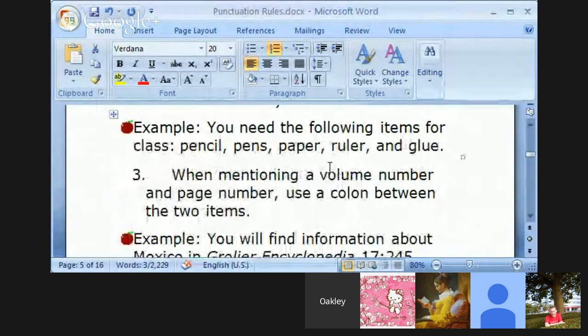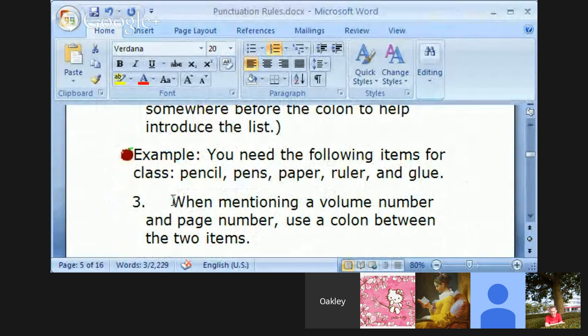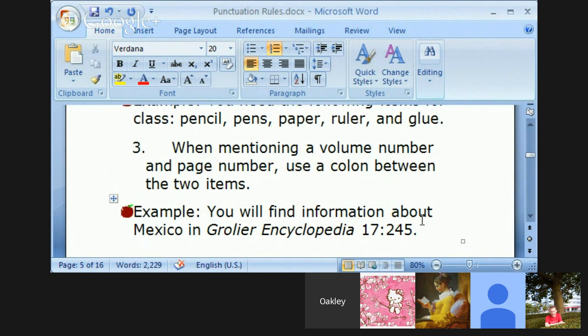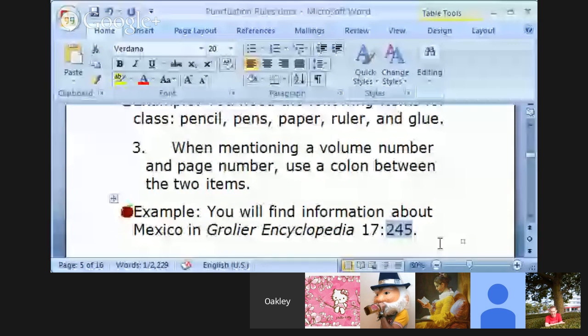Okay, here's one you probably don't know and you may never need, but here it is. When you're mentioning a volume number and page number, such as of a magazine or encyclopedia, or newspapers have volume numbers. So here you go. You'll find the information about Mexico in Grolier Encyclopedia 17:245. So 17 here refers to the volume number because it's a connected series, like magazines and newspapers also have volume numbers, encyclopedias. So the first number is the volume number and 245 is the page number. So if you see that, that's what you're looking at.